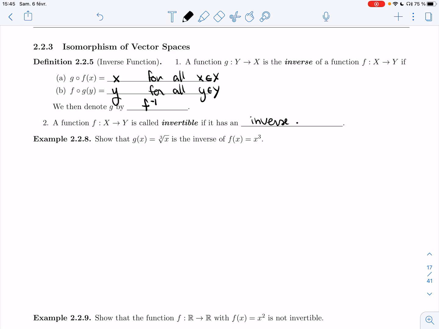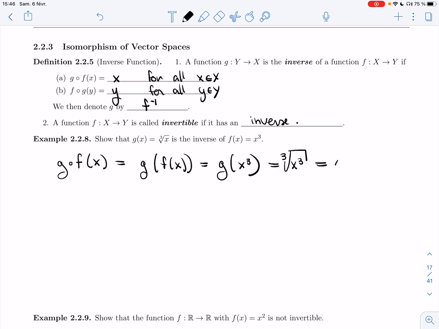All right, so let's do an example. This is really to play with the notion of inverse. The math isn't too hard. Example 2.2.8, show that the cube root is the inverse of x cubed. Right, so I want to check that if I compose them this way, that means applying f first and then g. So I apply f, then I apply g to the result. Well, that is just x. That's perfect. So really, the cube and the cube root cancel each other, and so I get x back.